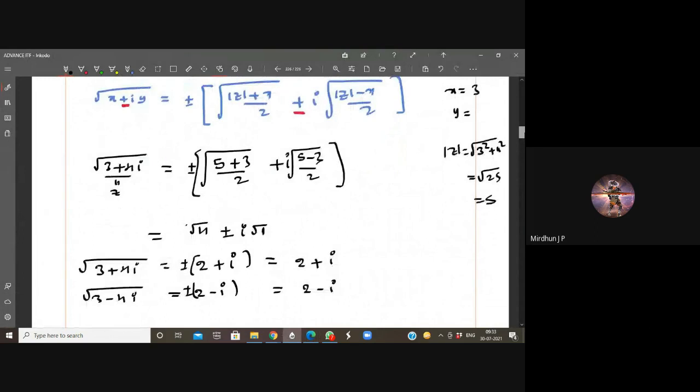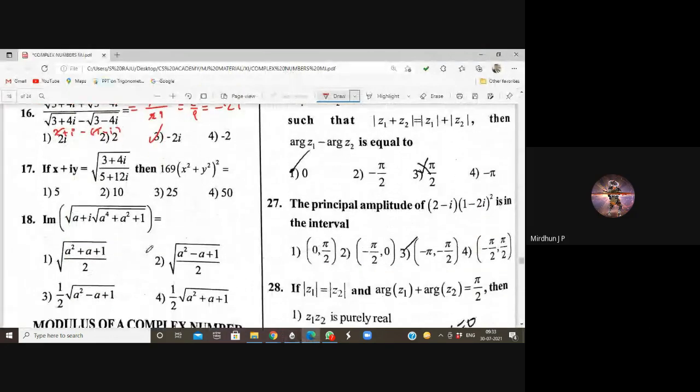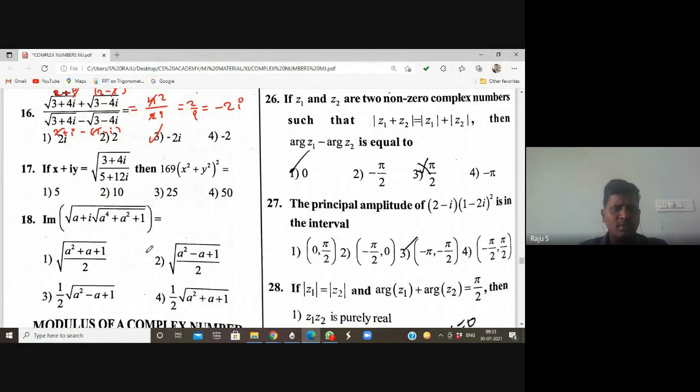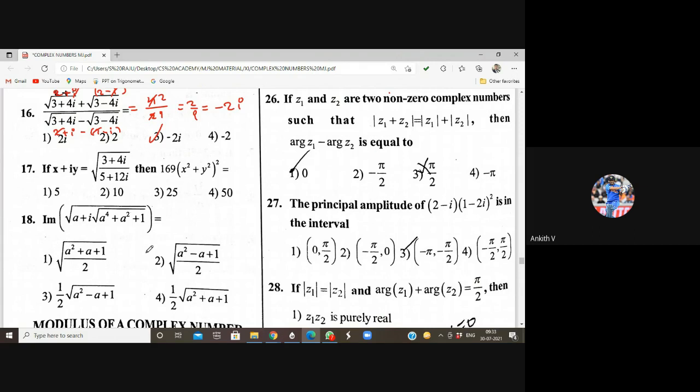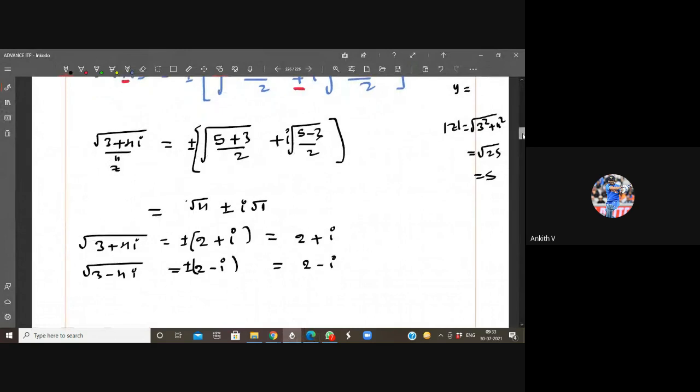Sir, for the next question, sir. Yeah, coming to the next question. Sir, can we divide numerator and denominator separately? Yeah, you can separate, rationalize, you can divide the roots. Root of 3 plus 4i divided by root of 5 plus 12i. Simplify means we'll get it in the form of a plus ib.